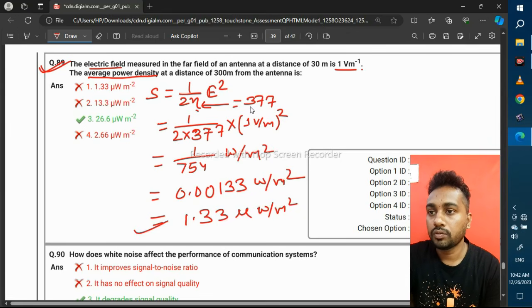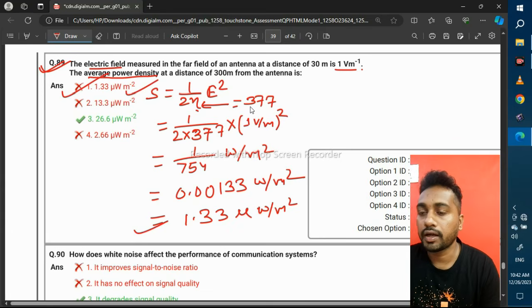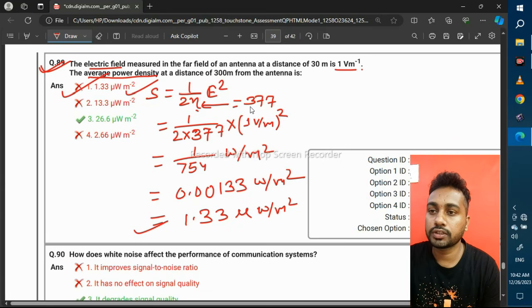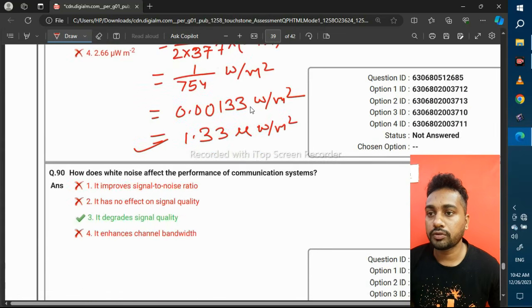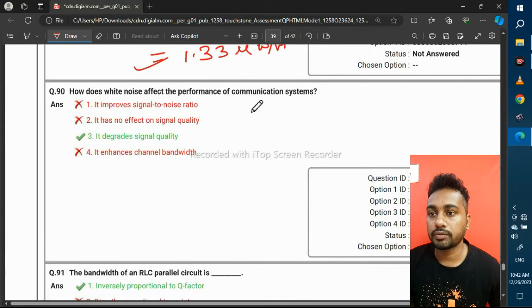I am getting 1.33, option A. Option A is the right answer, not option C. Just check once. How does white noise affect the performance of a communication system? It degrades signal quality. This is correct only.